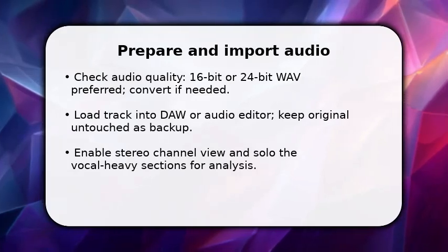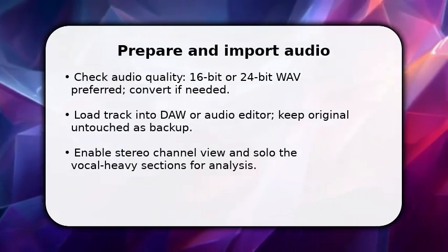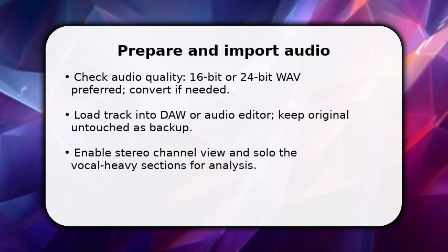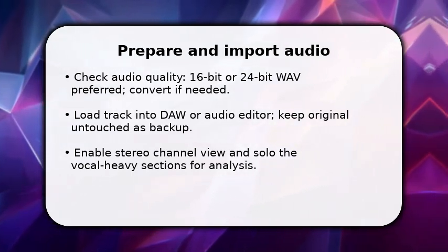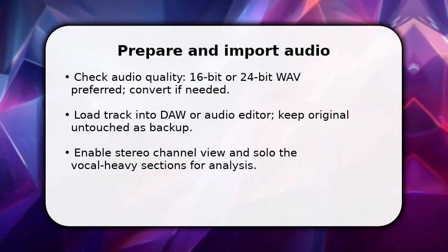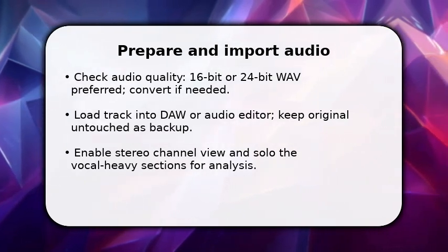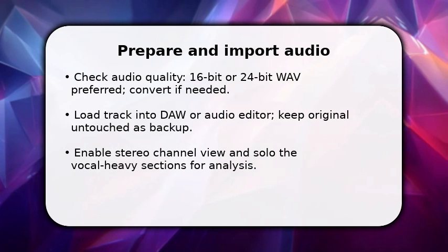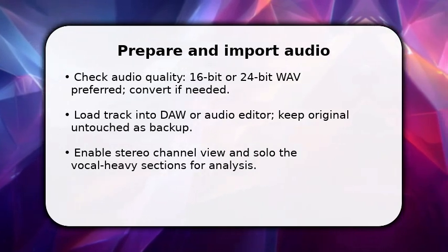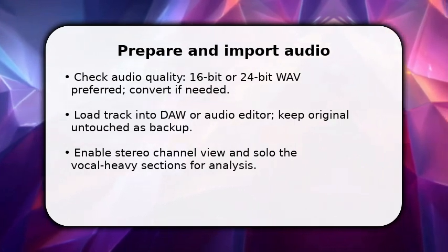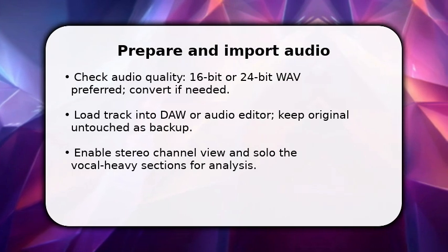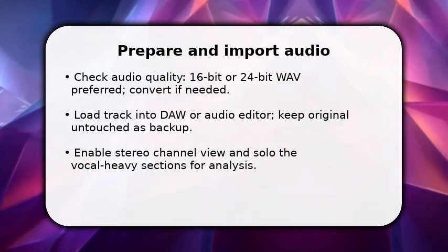You start by preparing a clean working file. Make a copy of the original and import a high-resolution WAV into your DAW. Once done, switch to stereo channel view and play a vocal-heavy segment so you can hear the interference you want to remove. Make sure to enable a separate track for processing and label it. This immediate step prevents data loss and sets your session up to apply spectral and phase tools precisely rather than guessing later.